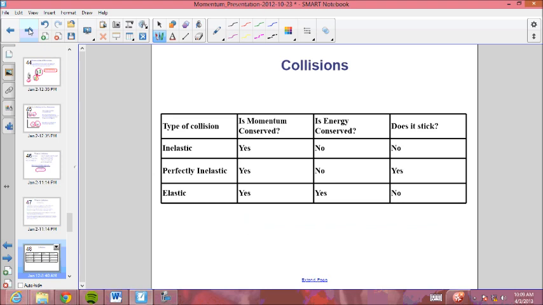So we just have a chart here of our collisions, just in case you want to study for your test. Inelastic has momentum conserved, energy is not conserved, and they don't stick together. Because remember, that's the one that might have heat. Perfectly inelastic, so if you think of a perfect figure skater, momentum's conserved, energy is not, but they do stick together in the end. Elastic has momentum conserved, just like the other two. Energy is conserved. If you remember, elastic starts with an E, so does energy, and they don't stick together. So those are the ones that push apart.